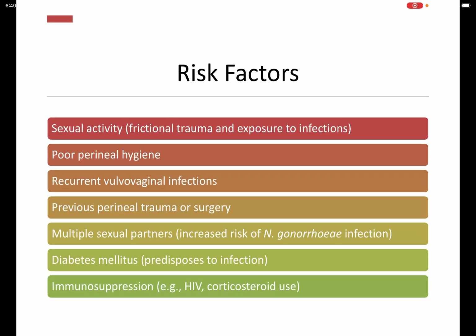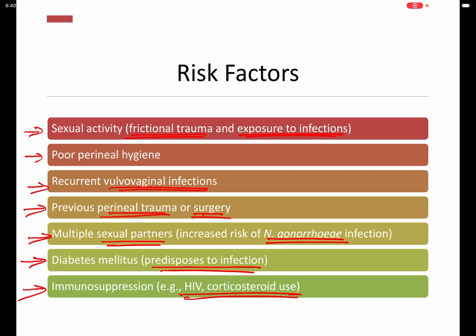Coming to the risk factors, sexual activity. So, if there is any frictional trauma and exposure to infections, poor perineal hygiene, recurrent vulvovaginal infections, previous perineal trauma or surgery, and multiple sexual partners leading to increased risk of Neisseria gonorrhea infection, diabetes mellitus which predisposes to infection, and any immunosuppression like HIV or corticosteroid use.